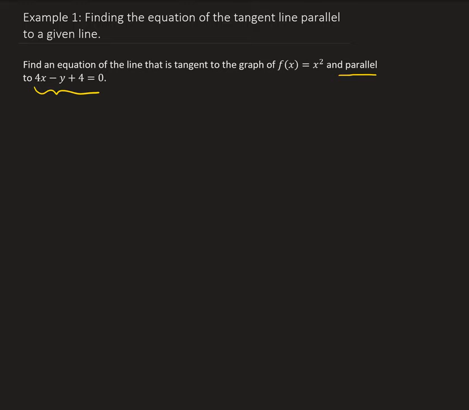So we can go ahead and solve this for y, and we end up getting negative y equals minus 4x minus 4, and then we can divide everything by negative 1, so we're going to get y equals 4x plus 4.